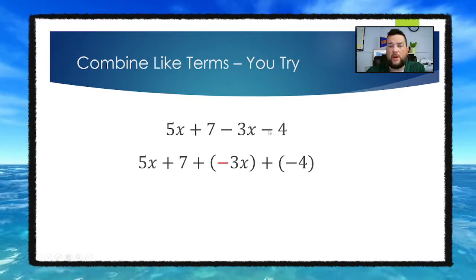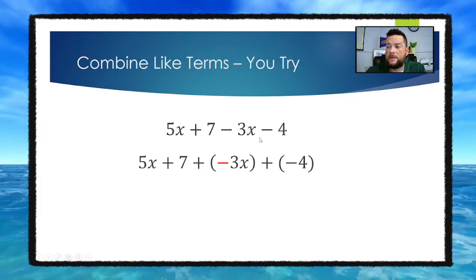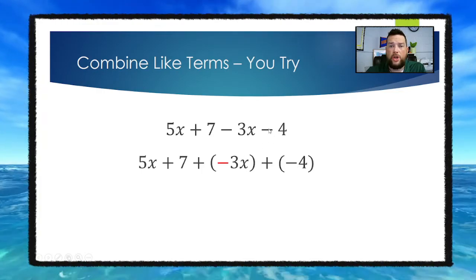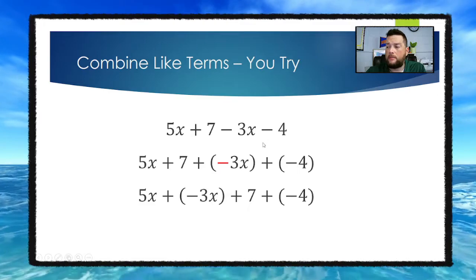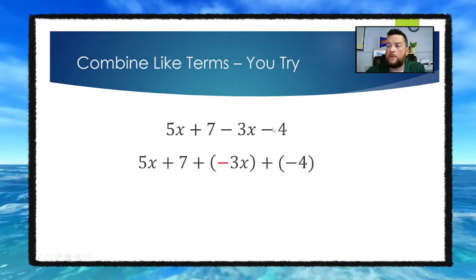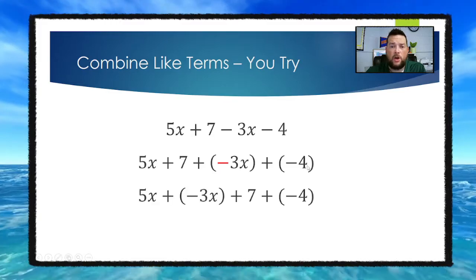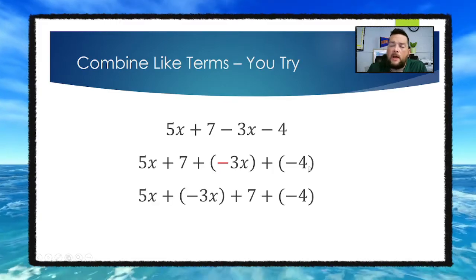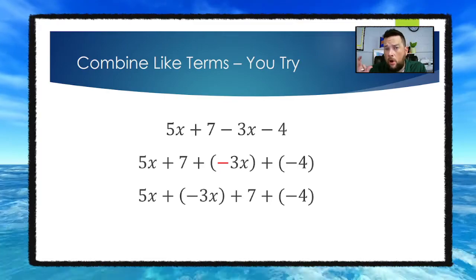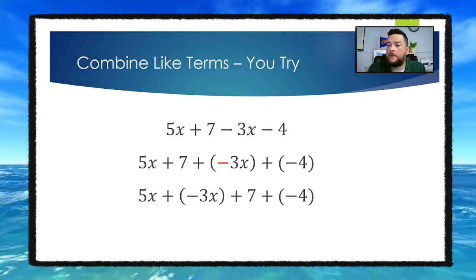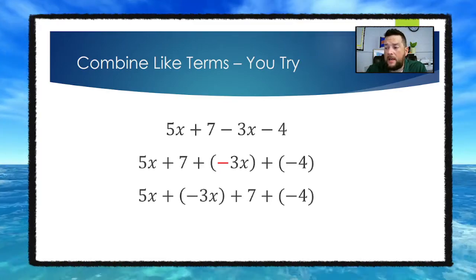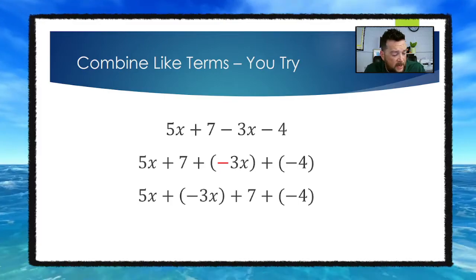You're applying keep, change, opposite. Again, there's another subtraction right there. So we're going to keep what's in front. We're going to change the subtraction to addition, just like that. And then we're going to take 4 and make it its opposite, a negative 4. And then you can rearrange the problem to put all the x's near each other and all the constants near each other. In this case, you have 5x plus negative 3x plus 7 plus negative 4.